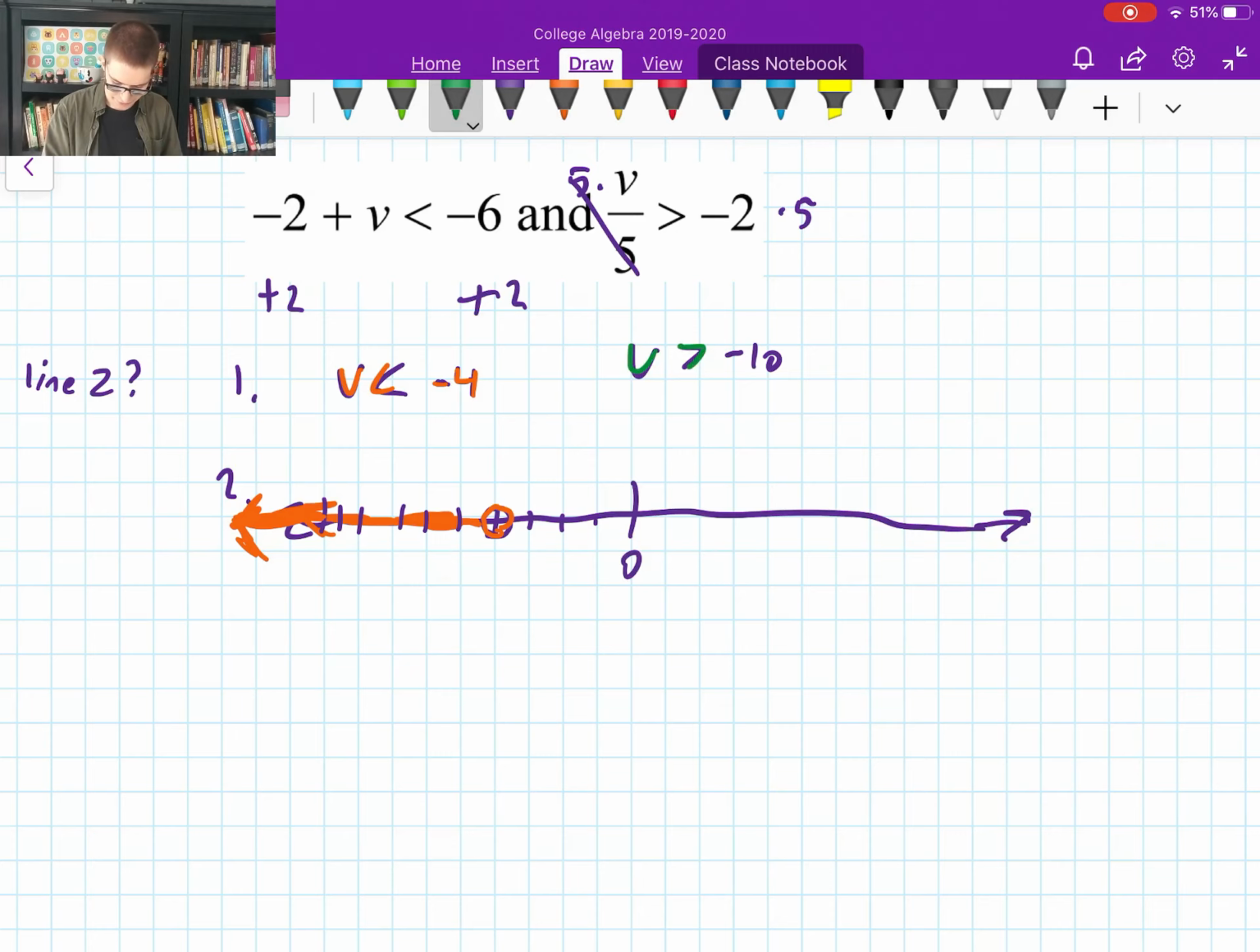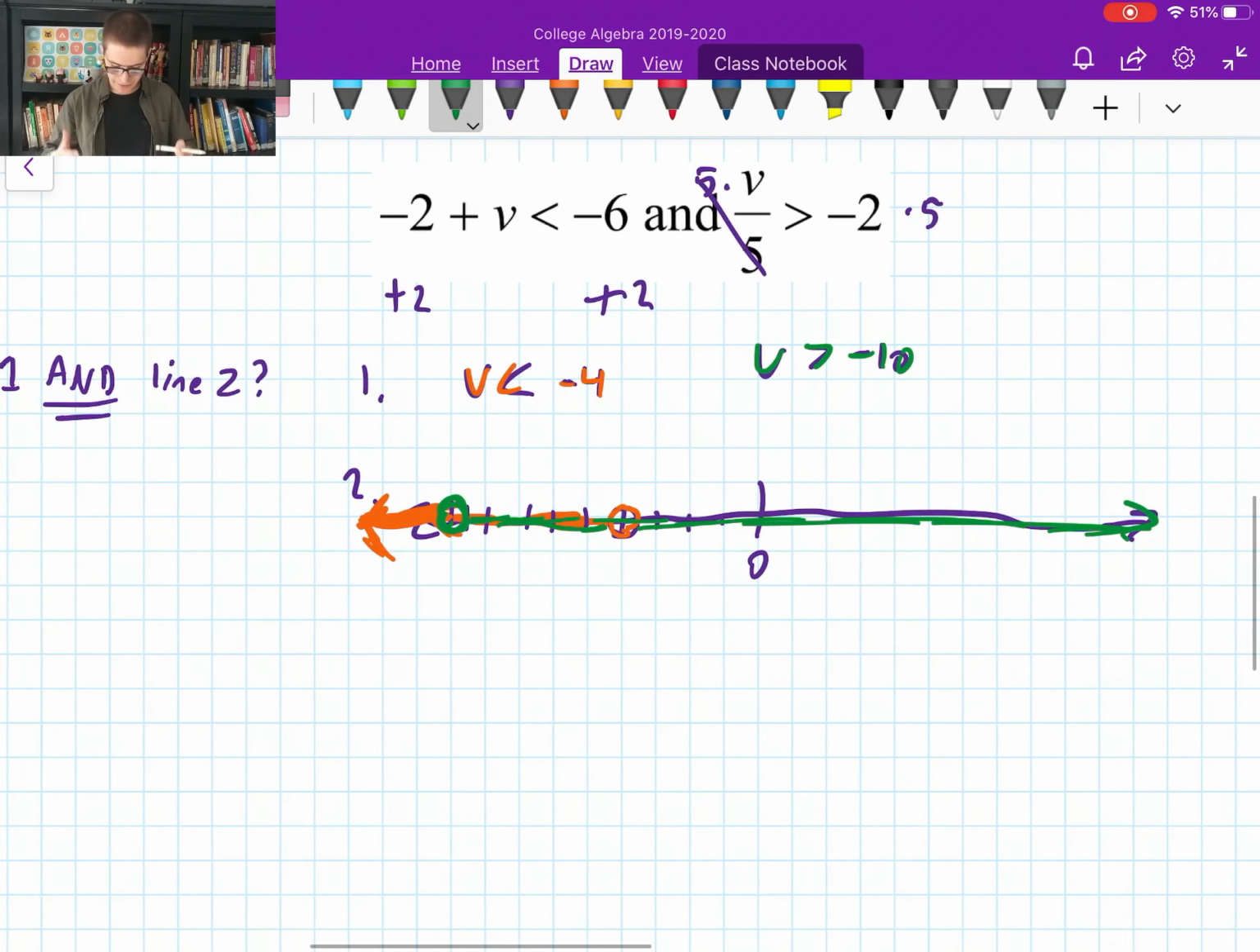Now let's make this one green. V is greater than -10. So let's say this is -10. We use an open circle for that one. We have to find all the numbers bigger than -10, so we're going to go to the right like this. Okay, so now we've graphed it. You can see it overlaps: instead of there being a gap in the middle, it's filled in.